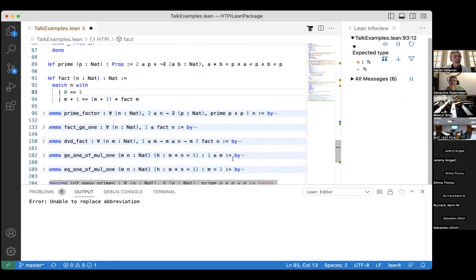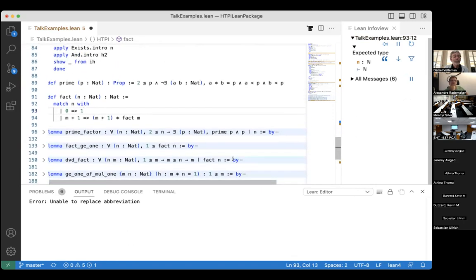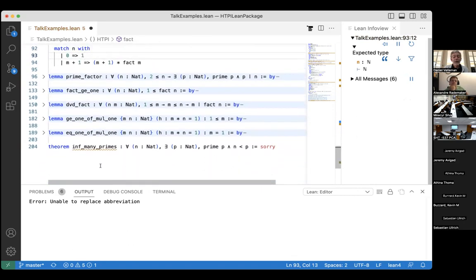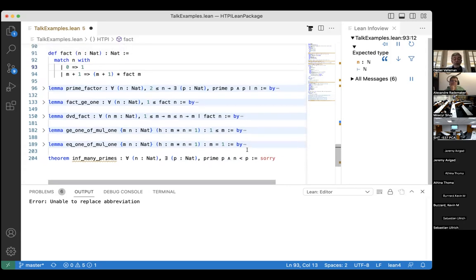All right, I thought I would do one more, more substantial theorem, and that's down here at the bottom, infinitely many primes. So let me prove that there are infinitely many prime numbers. Here's my statement: for every natural number n, there exists a p, so that p is prime and n is less than p. Now, this is a hard enough proof that I'm going to need to use a number of things.